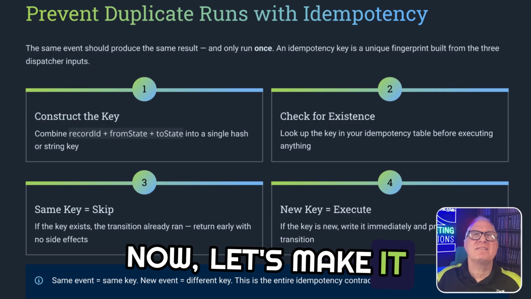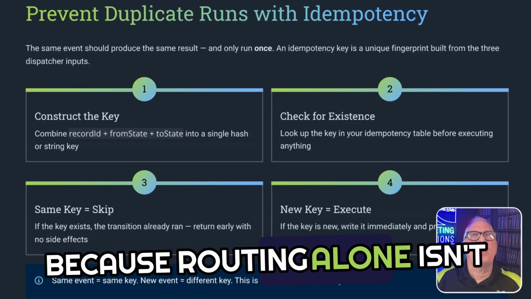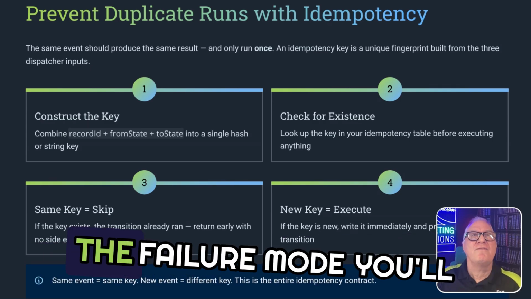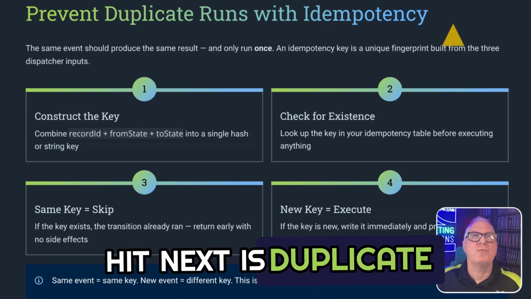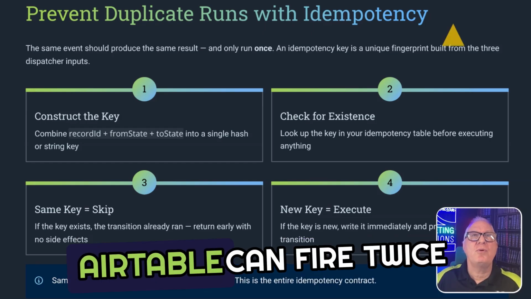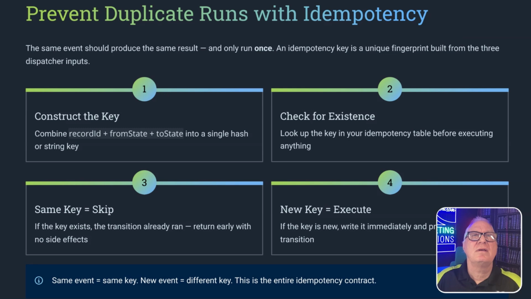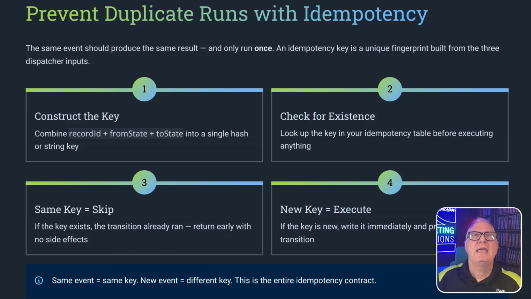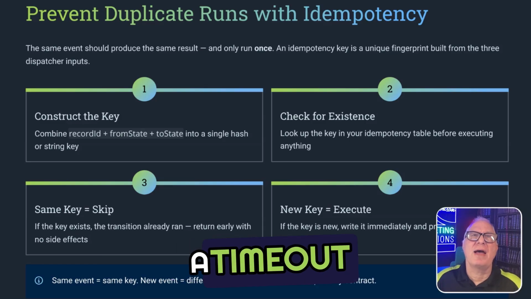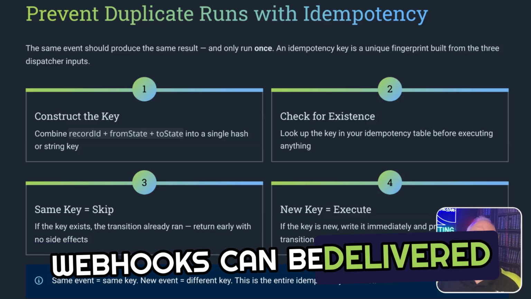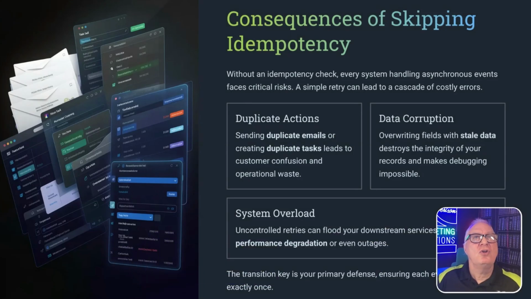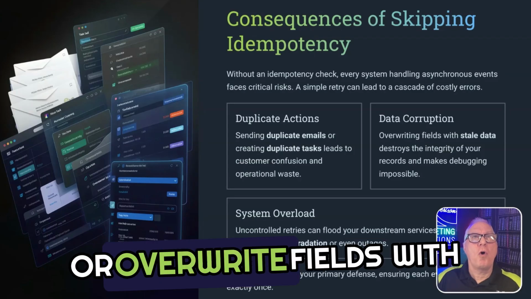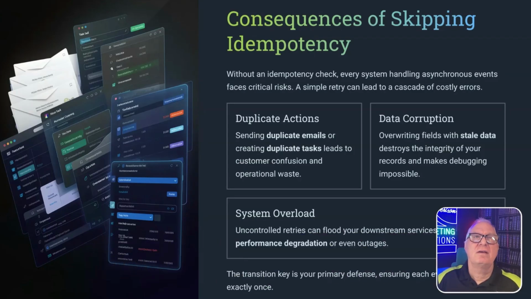Now, let's make it safe in production, because routing alone isn't enough. The failure mode you'll hit next is duplicate runs. Airtable can fire twice. A user can toggle a status back and forth. n8n can retry after a timeout. Webhooks can be delivered more than once. If you don't protect against that, you'll send duplicate emails, create duplicate tasks, or overwrite fields with stale data.